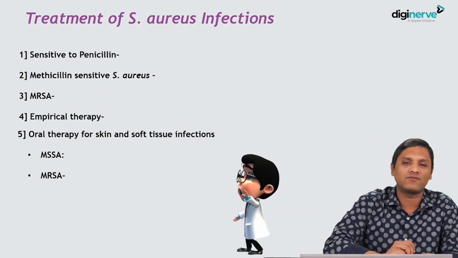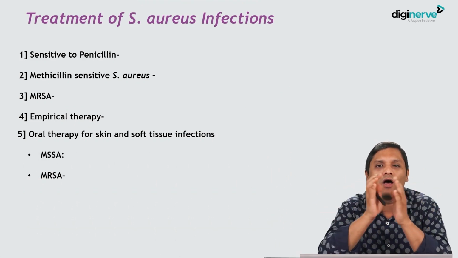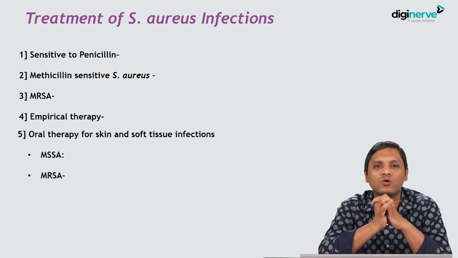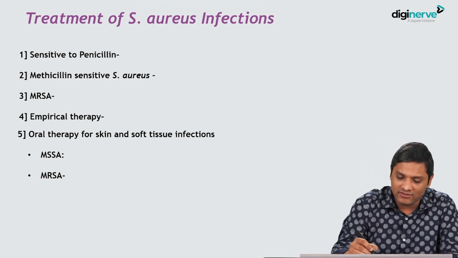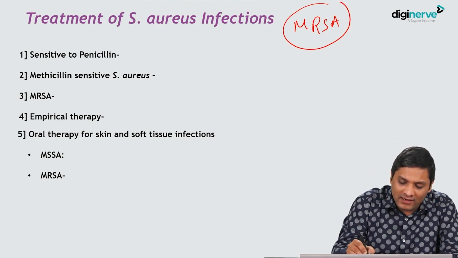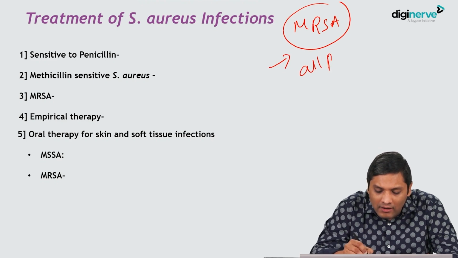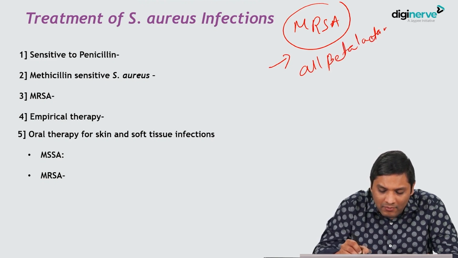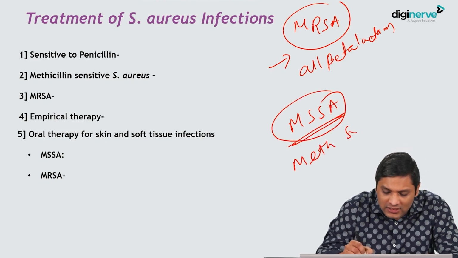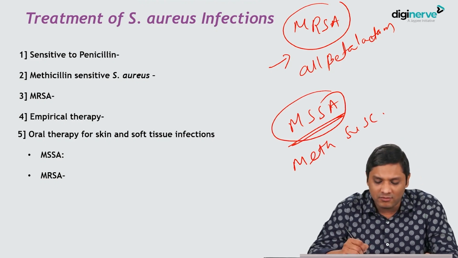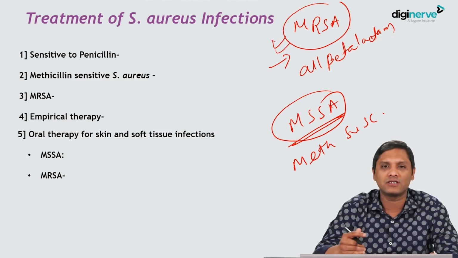Now we will see the treatment of Staphylococcus aureus infection. Treatment is purely based on susceptibility. You have to know whether the strain is MRSA or MSSA. MRSA stands for methicillin resistant Staphylococcus aureus. These strains are resistant to all beta lactam antibiotics, whereas MSSA stands for methicillin susceptible Staphylococcus aureus. These strains will be susceptible to various beta-lactam antibiotics. The details of MRSA we will discuss in the subsequent slides.